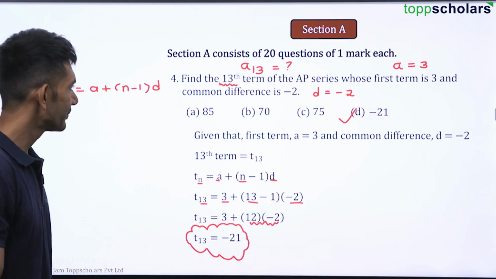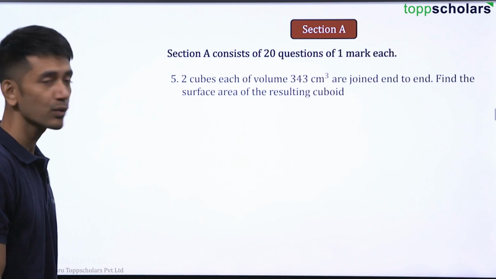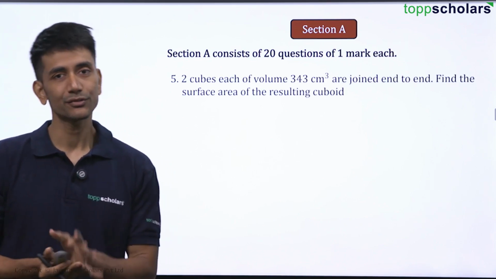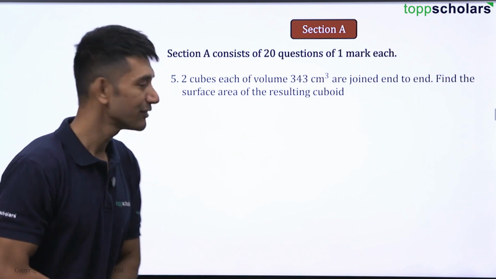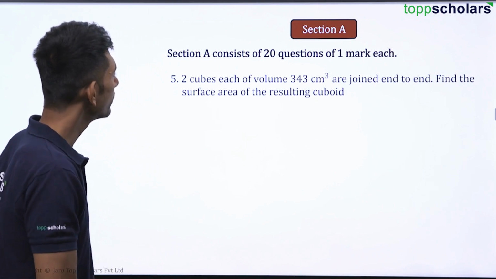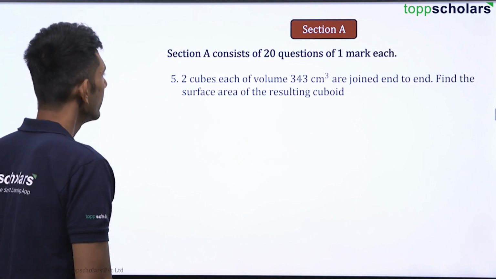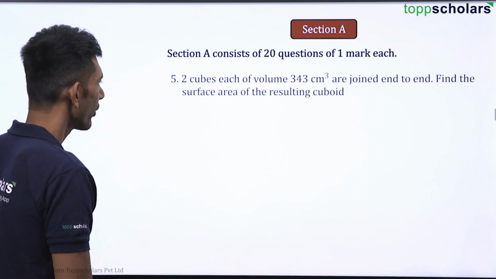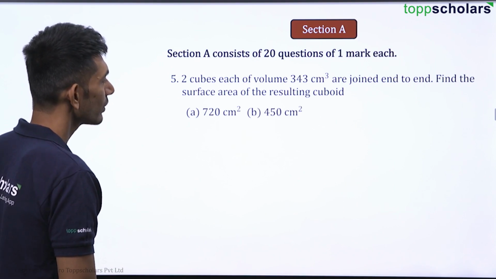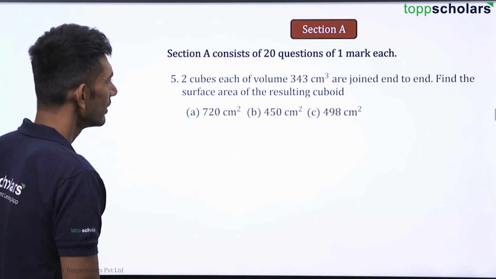Let's continue. So this is the 5th question. Out of the total 20 questions, we have solved 4 questions till now. This is the 5th one. The 5th one says 2 cubes, each of volume 343 cubic centimeter are joined end to end. Find the surface area of the resulting cuboid. We are supposed to find out the surface area of the resulting cuboid.